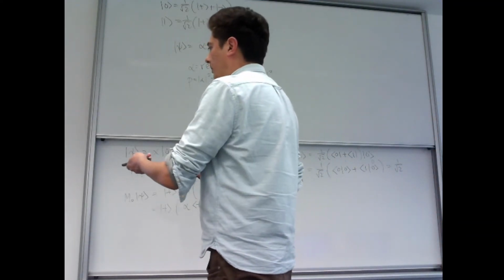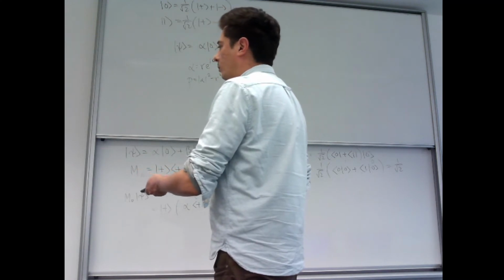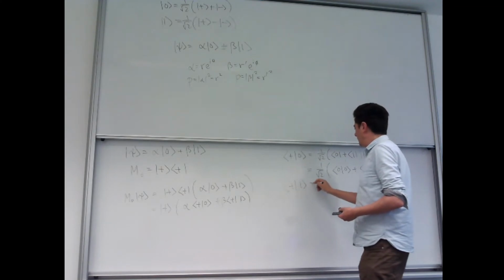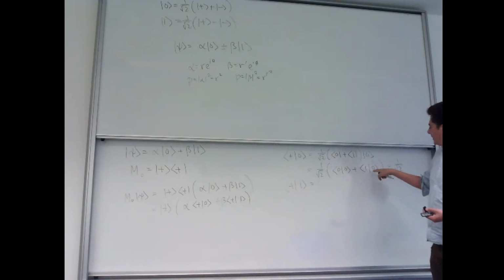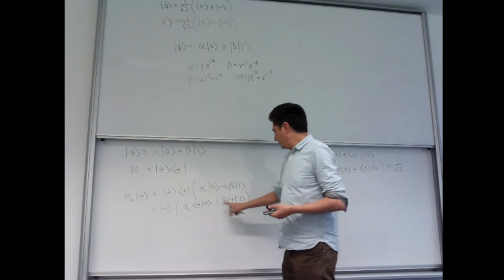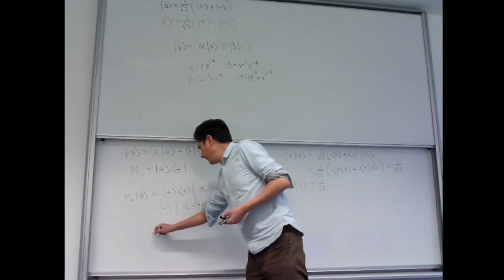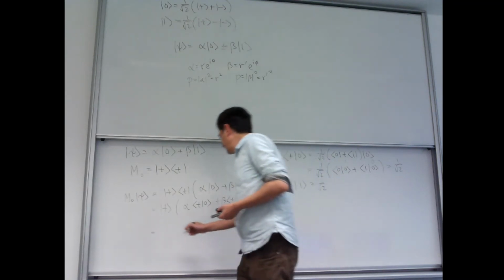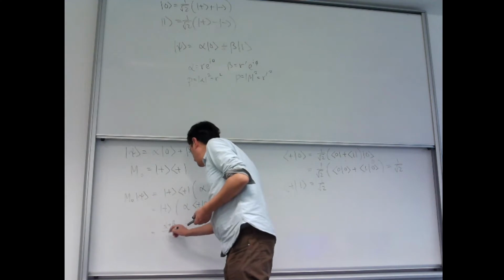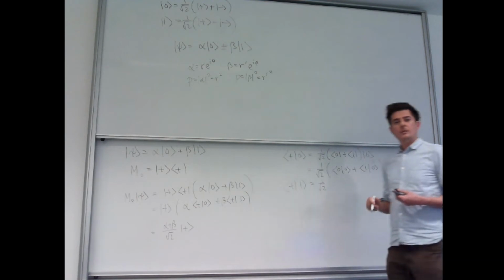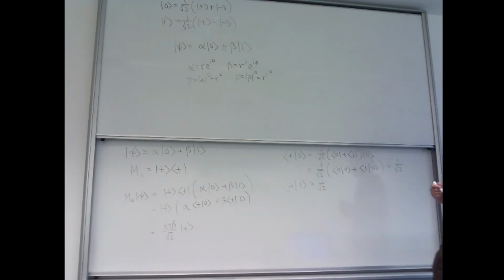Similarly, if you do the inner product of plus and 1, you can just see here that the only term that will survive is this one, not this one. So this will also be 1 over root 2. Now we've worked out what those numbers are. So this is 1 over root 2, this is 1 over root 2, and this is just whatever that number is.